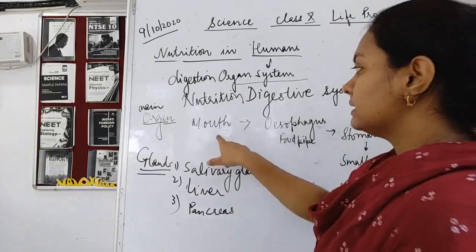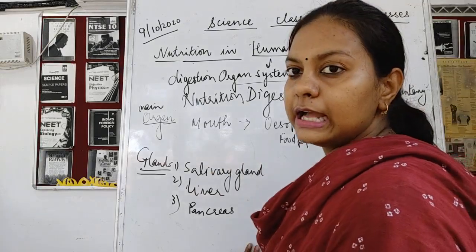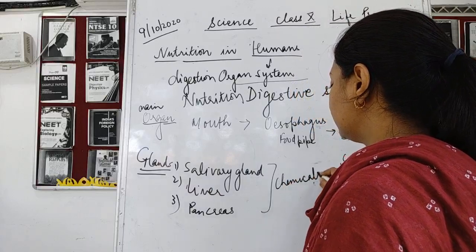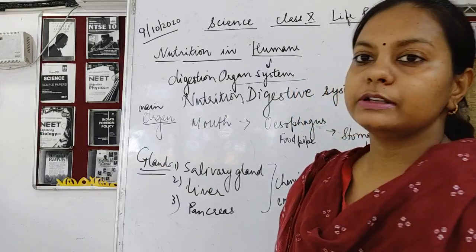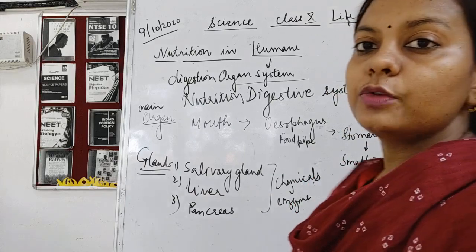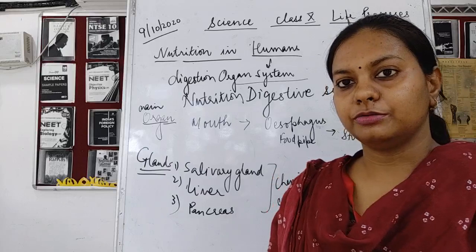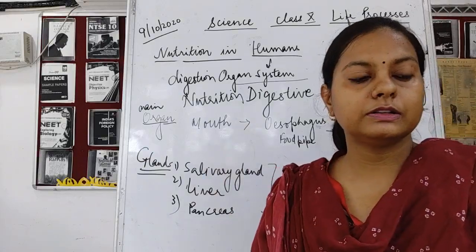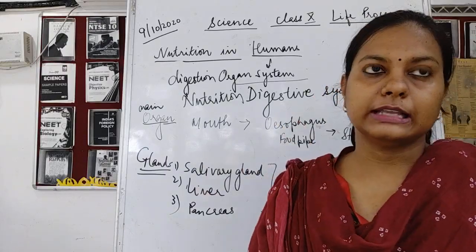So it consists of mouth, esophagus, stomach, small intestine and large intestine. And it also has three glands which will synthesize various chemicals which help in digestion, which are also known as enzymes. So they will secrete enzymes which are going to help in the food digestion, and speed up the reaction of digestion. So this is the complete organ system under the digestive system, which is also known as the alimentary canal.